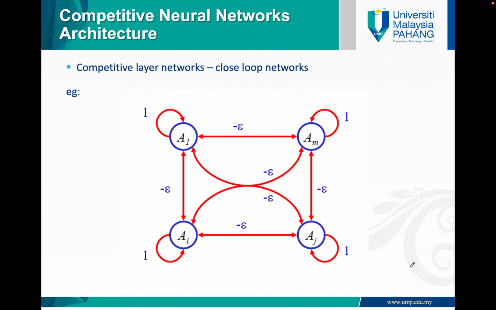Next, the competitive layer network. A competitive layer network is where we close the loop in the network. For example, we have A as the input here, and we close the network. It's just within that circle.